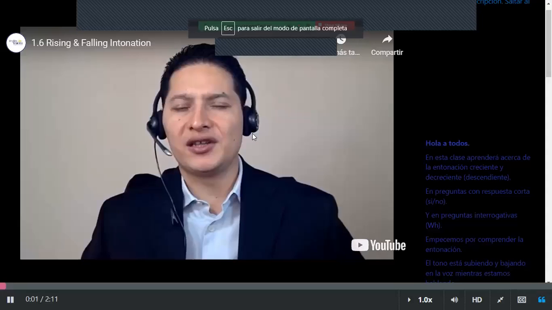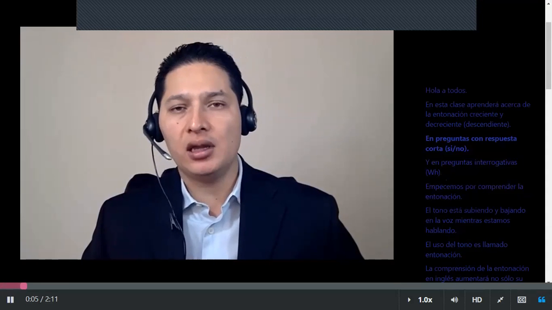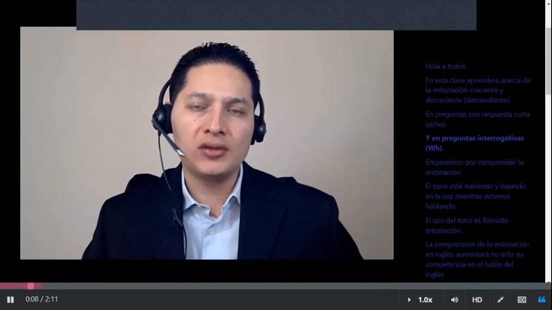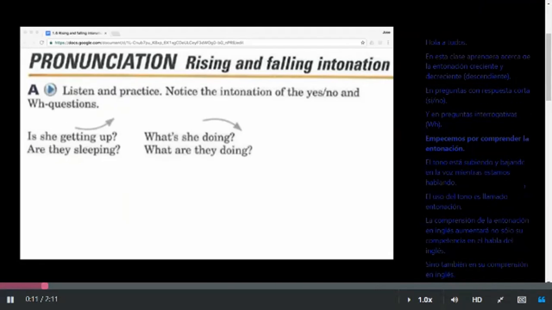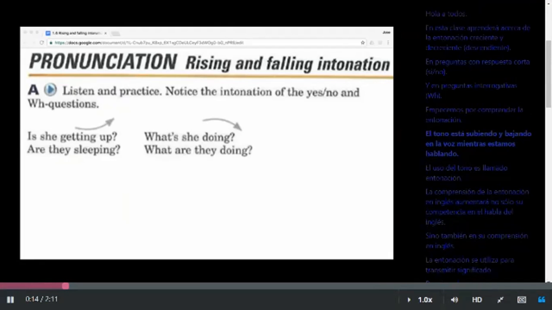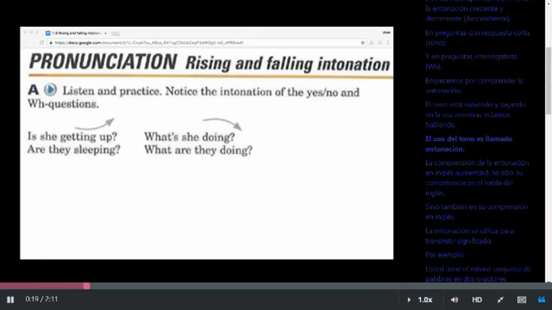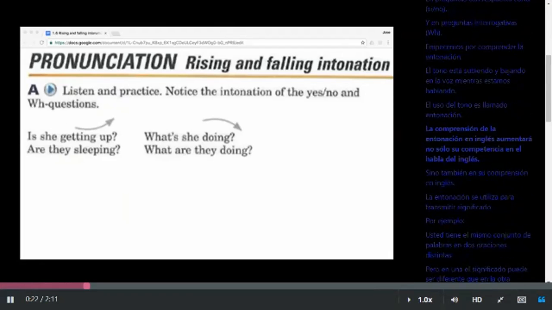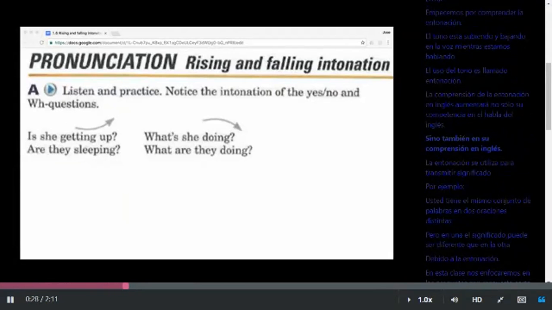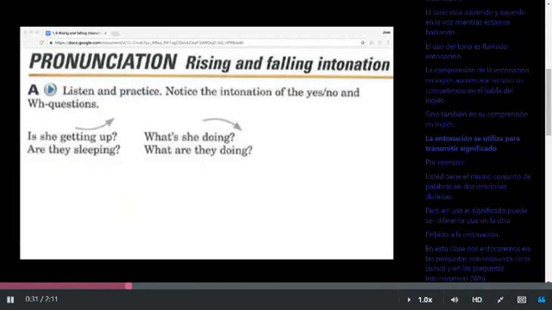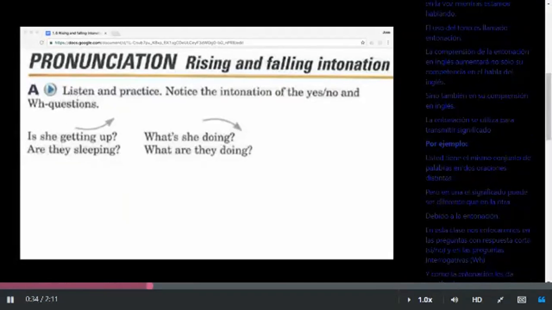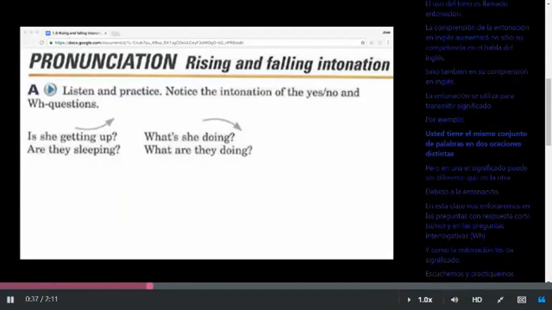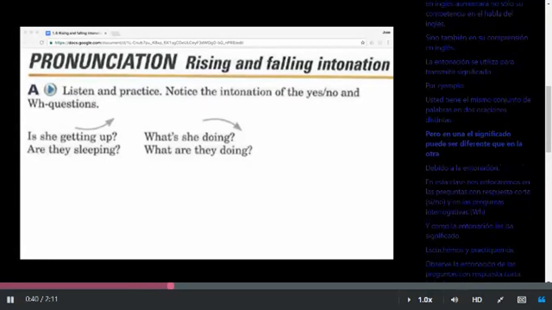Hi, everyone. Yes, teacher. In this class, you learn about rising and falling intonation in yes or no questions and WH questions. Let's get started by understanding intonation. Pitch is raising and lowering the tone of voice while speaking. The use of pitch is called intonation. Understanding English intonation will increase not only your spoken English competency, but your English comprehension as well. Intonation is used to convey meaning. For example, you have the same set of words in two separate sentences, but in one the meaning may be different than in the other due to intonation.